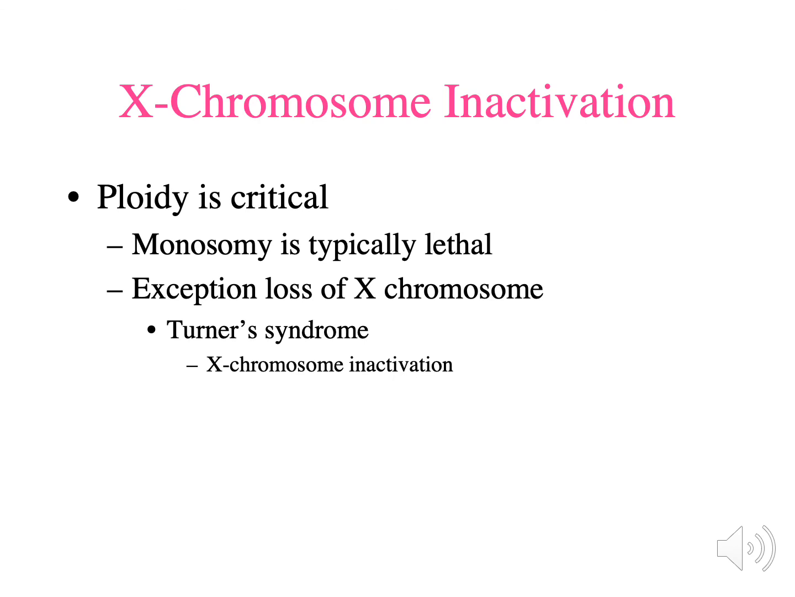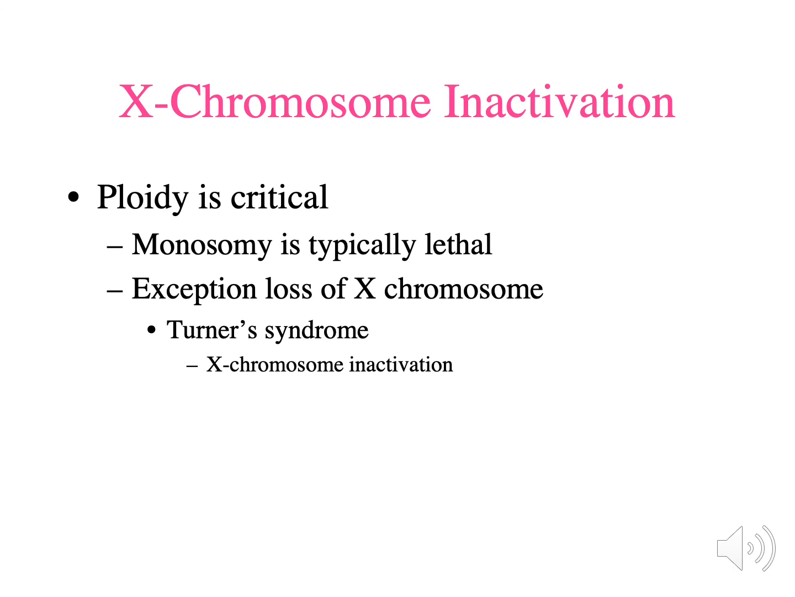And this last and final series of slides goes over the notion of X chromosome inactivation. X chromosome inactivation is very important as in mammals, ploidy is really critical. Typically, monosomy is lethal, and the exception to this is loss of the X chromosome, which can result in Turner syndrome. And we've said before that any kind of constitutional change in chromosome number, or aneuploidy, abnormal number of chromosomes, is usually lethal or results in significant abnormalities.